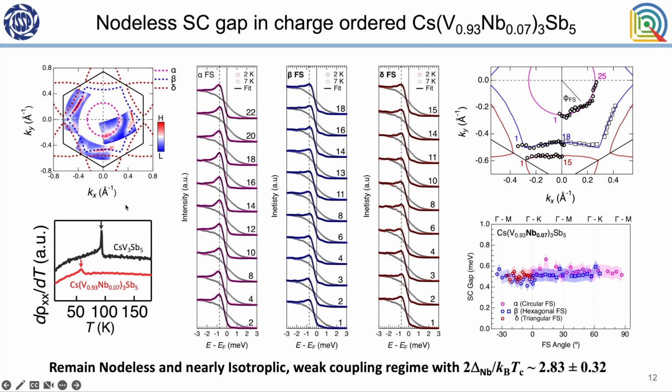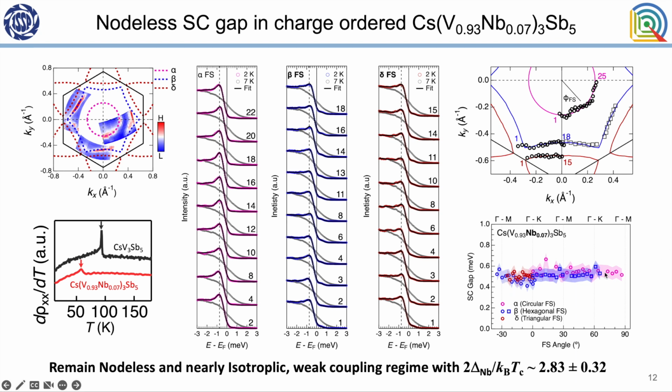Comparing the EDCs with the tantalum-doped sample, the coherent peak in the niobium-doped sample is slightly weaker. It is possible because of the low Tc and a smaller gap. But still, the leading edge shift can be seen in all these EDCs. Through fitting, the superconducting gap is extracted as a function of the Fermi surface angle, as shown in this figure. The superconducting gap remains nodeless and nearly isotropic in the 7% niobium-doped sample.